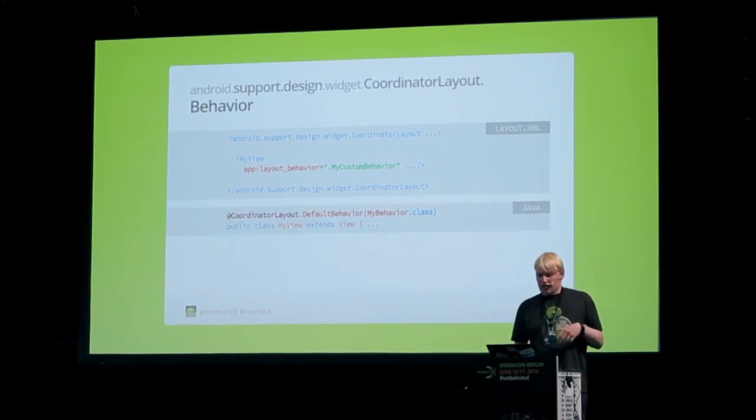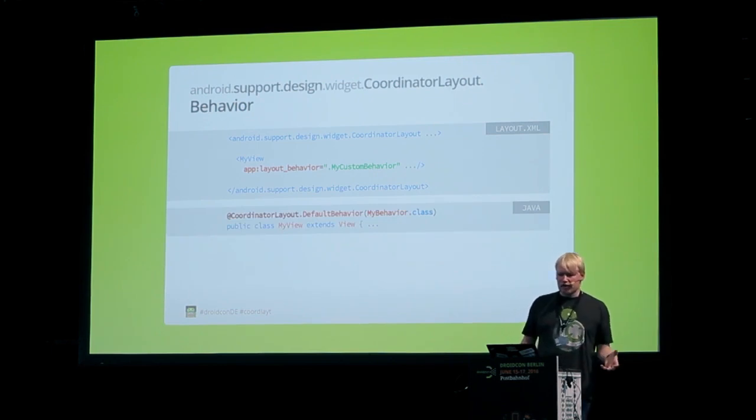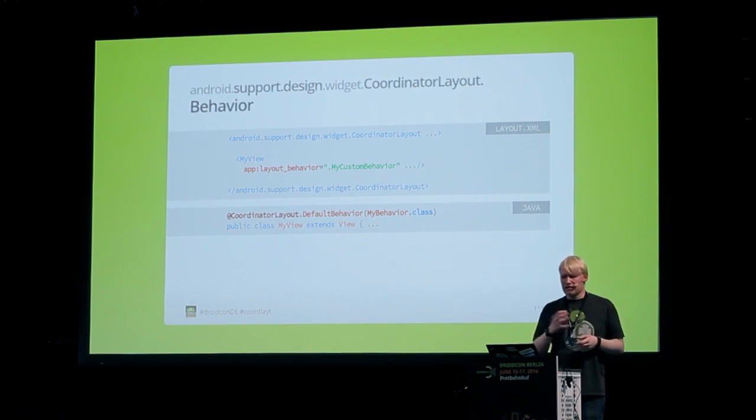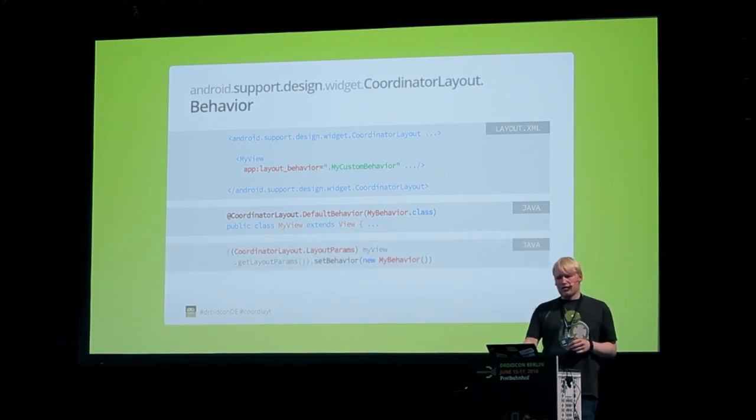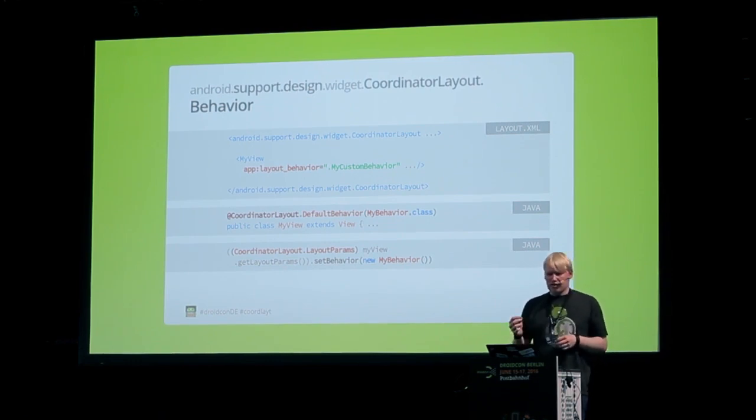And then you can also do it via annotation on the view itself. When you have a custom view and you want this custom view to always have a specific behavior, you can do it like this. Or you can set it via code on the layout parameters. So the behavior instance is always kept in the child view's layout parameters. And with that, each child view can just have one behavior applied to it.